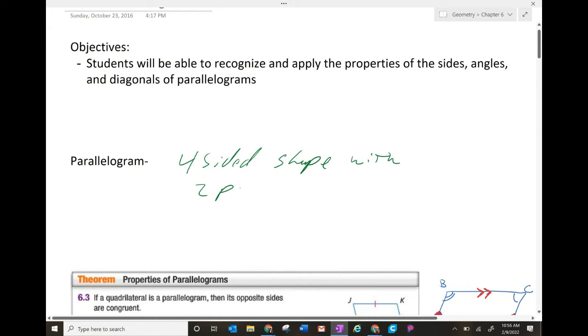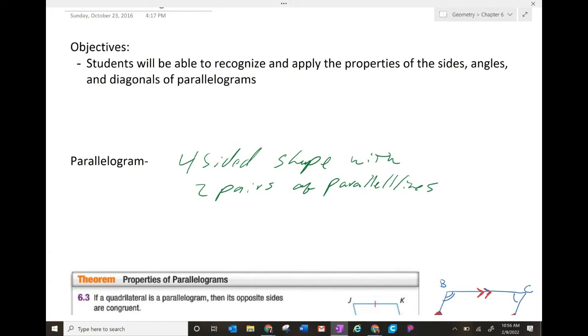With two pairs of parallel lines. Also, I can't spell. I apologize. So a parallelogram is going to be a four-sided shape with two pairs of parallel lines.